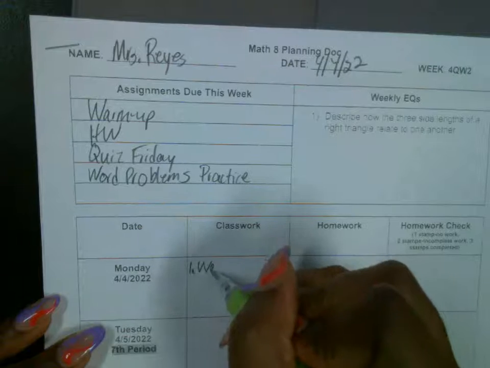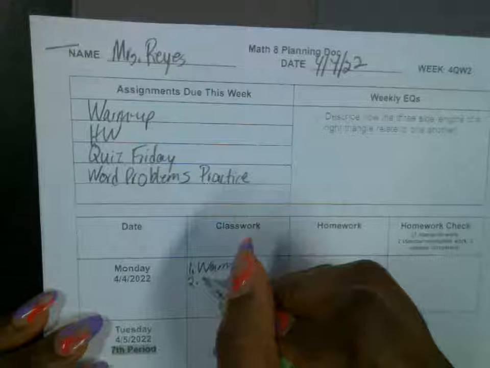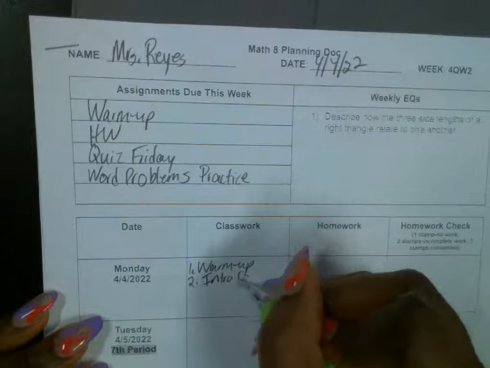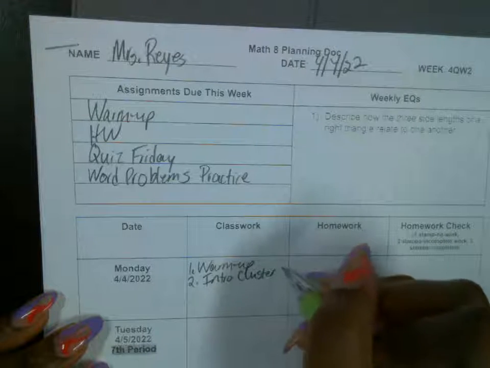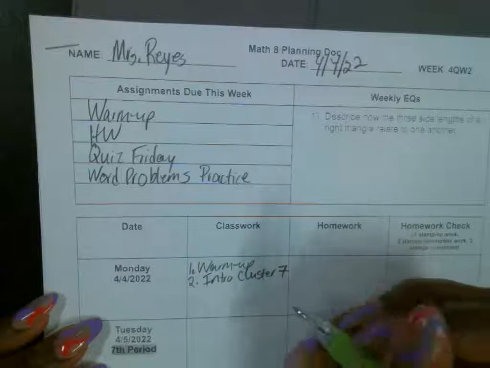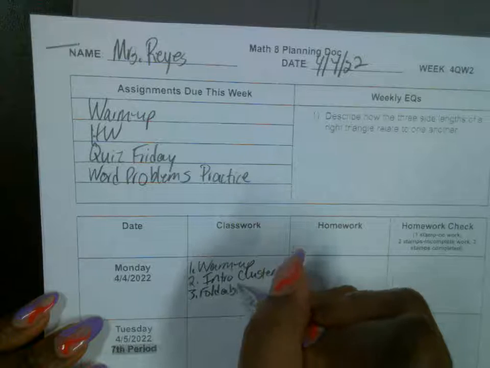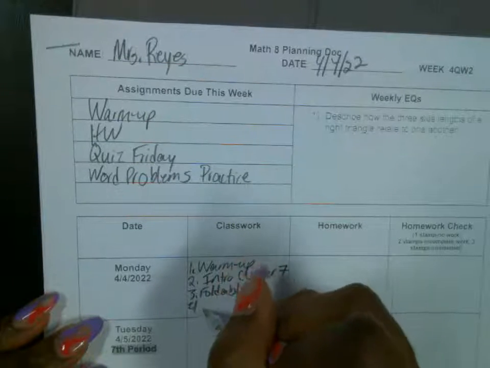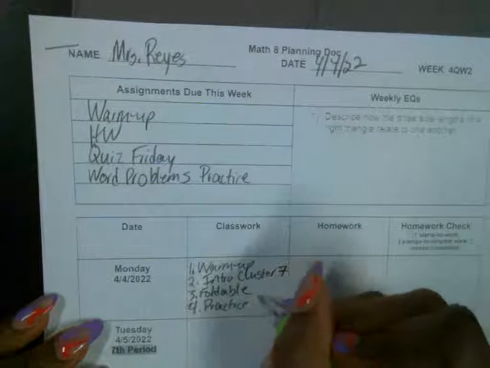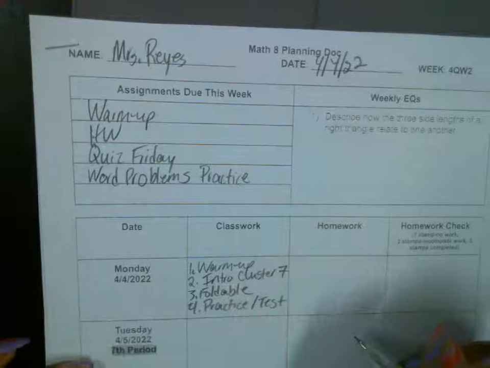Classwork, we're going to do the warm-up first. We have a foldable that we're going to do, but I need to introduce a new unit. It's cluster number 7, Pythagorean Theorem and volume. Then we'll do some practice problems, and if you haven't finished the test from Friday, I'm going to give you time at the end to finish the test.